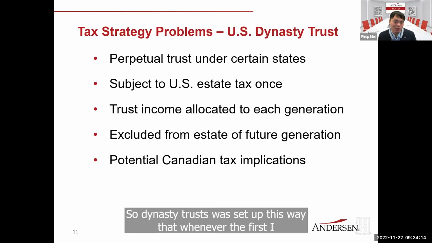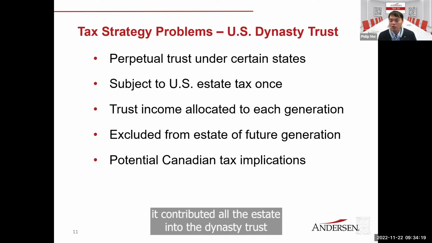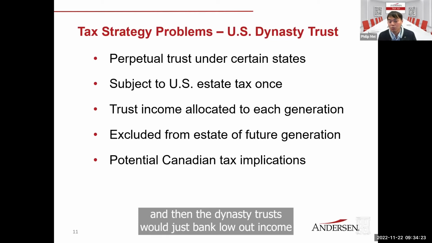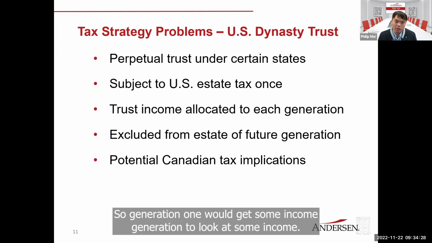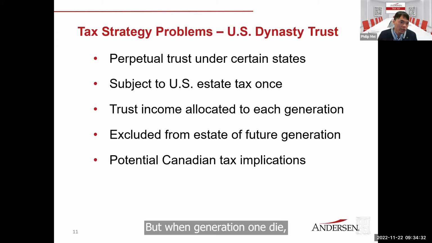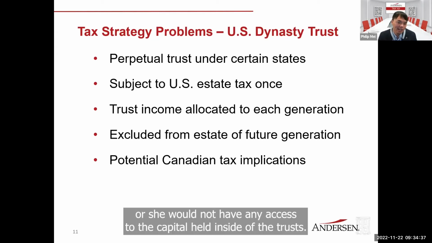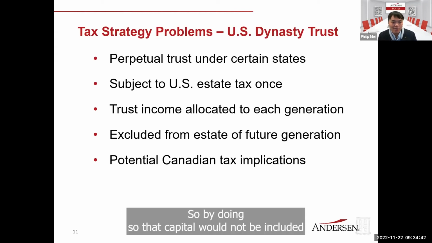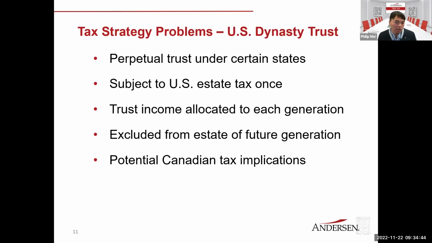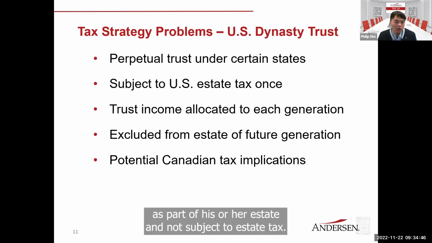So a dynasty trust is set up this way: whenever the first person dies, they contribute all the estate into the dynasty trust, and then the dynasty trust would just sprinkle out income to the different generations. So generation 1 would get some income, generation 2 would get some income. But when generation 1 dies, he or she would not have any access to the capital held inside of the trust. So by doing so, that capital would not be included as part of his or her estate.